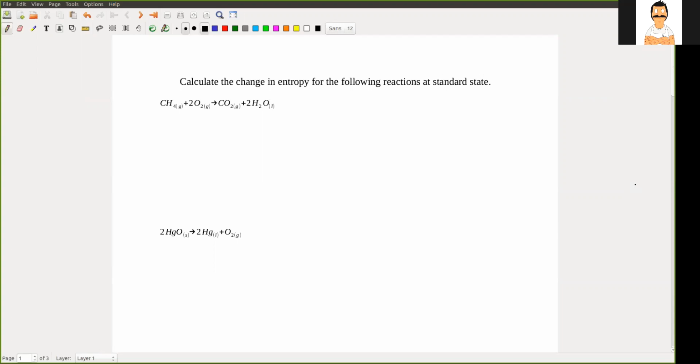Hello, my name is Robert Smith and I'm with New River Community College, and today we're looking at calculating the change in entropy of a reaction.